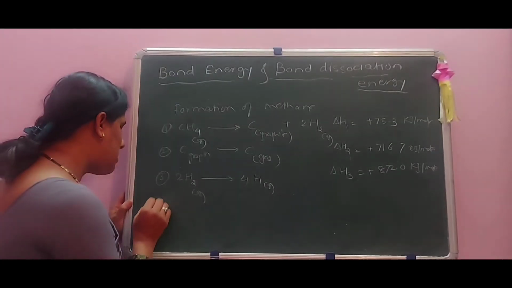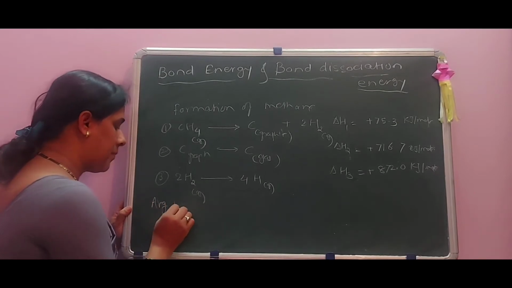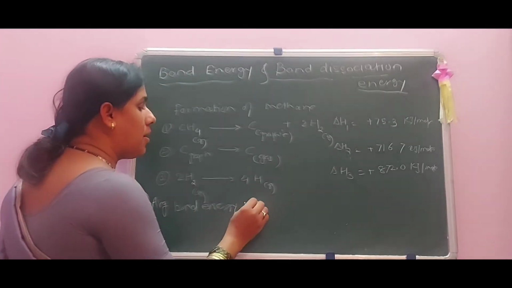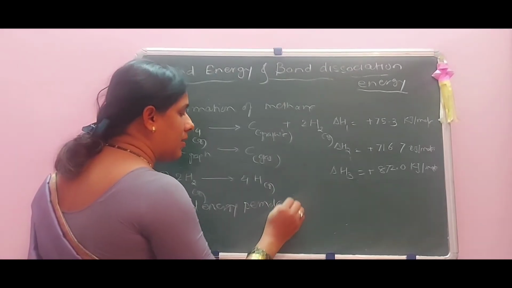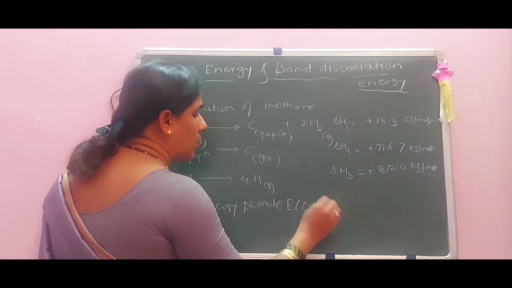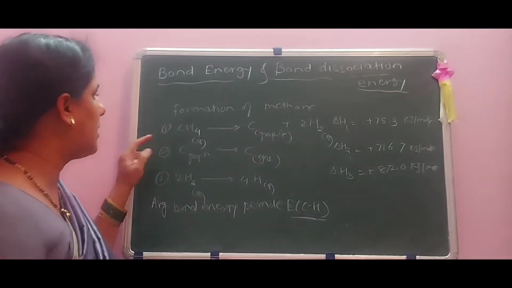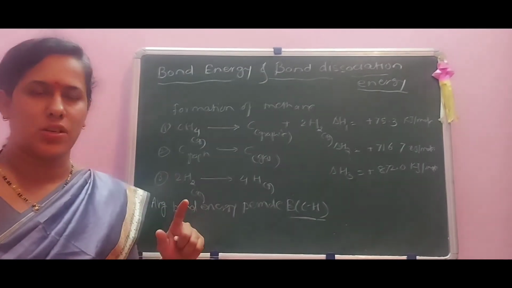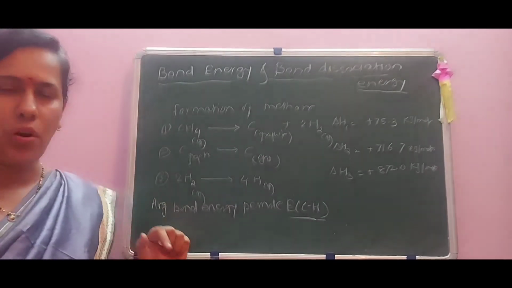Now the average bond energy per mole, that is E of, here we have to calculate what? That is the CH bond in the CH4. How many bonds are of CH? That is equal to 4 CH bonds. We have to calculate the average bond energy.